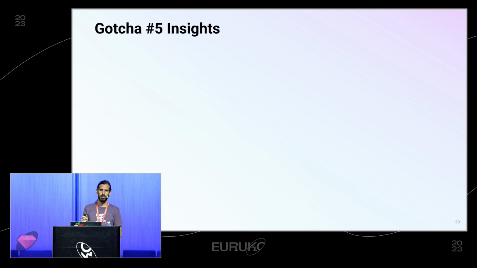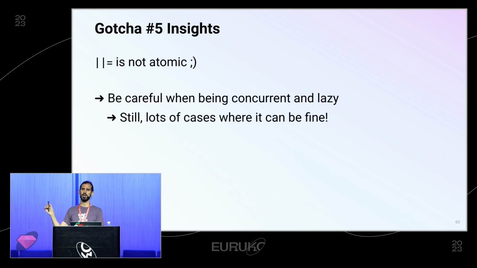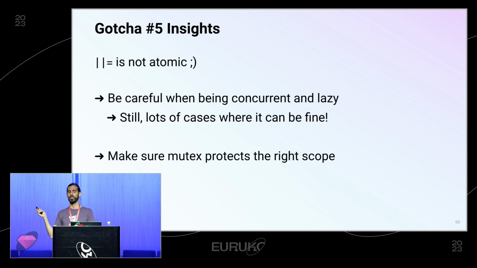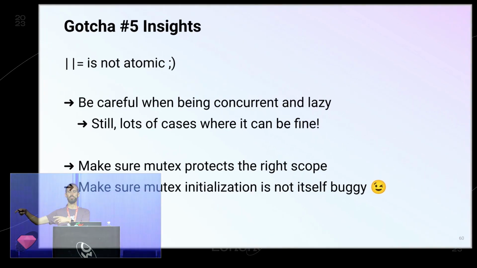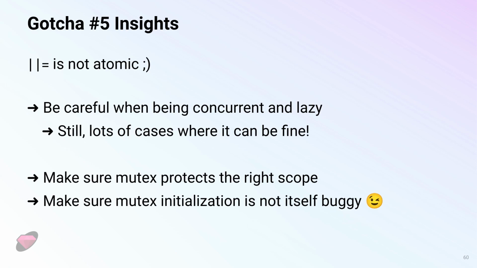Okay, some insights from it. Or equals is not atomic. Be careful when being concurrent and lazy, but in many cases it can still be fine. And make sure the mutex protects the right thing, and make sure you don't make the mutex initialization buggy as well. And I've seen some cases where people also tend to use or equals or something similar for the mutex, so you're basically creating the same problem again.